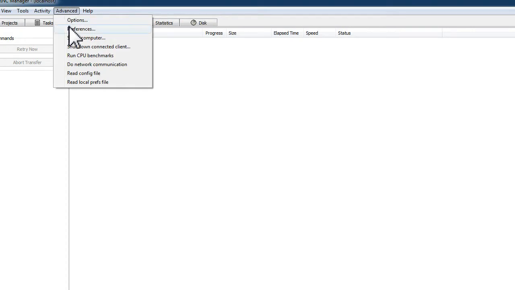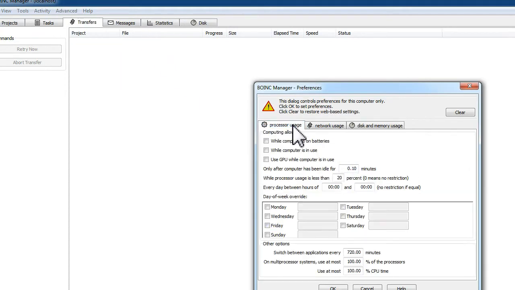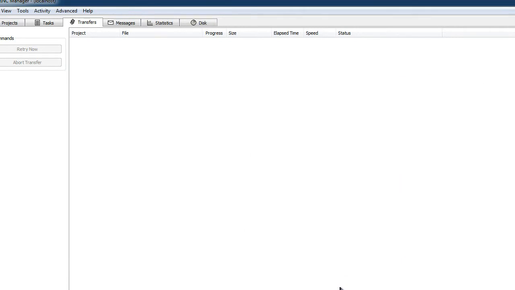Here under Advanced, or sometimes under Tools, depending on which version you have, you go to Preferences to change the amount of heat generated. That is done either by reducing the number of cores of your processor that are used. The other option is to reduce the amount of CPU time. For example, if you set it to 50%, it would be roughly 1 second on, 1 second off. This will reduce the temperature and help you to monitor it.